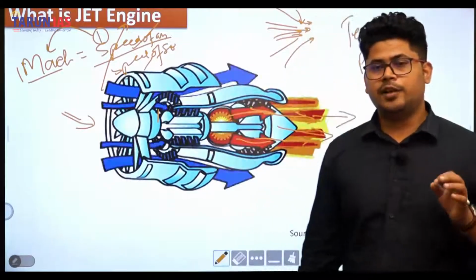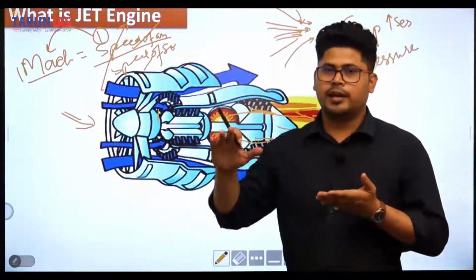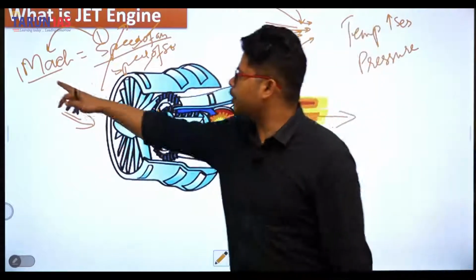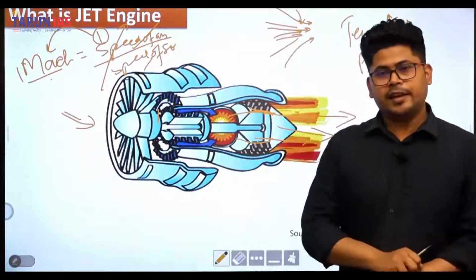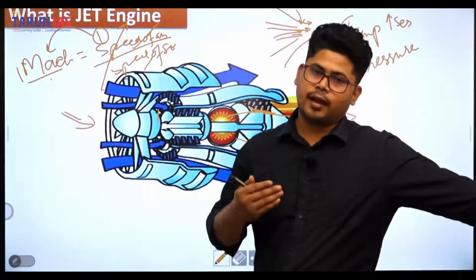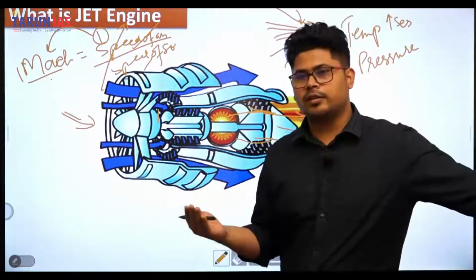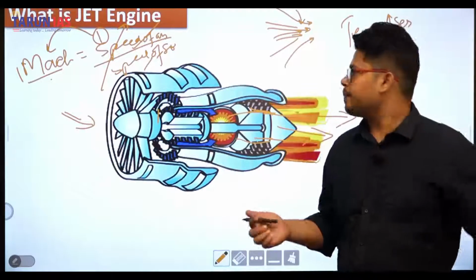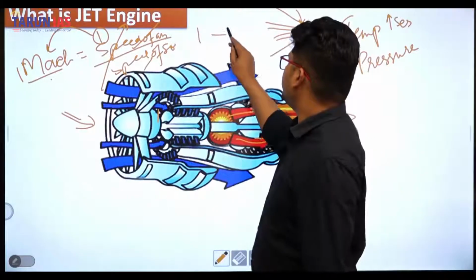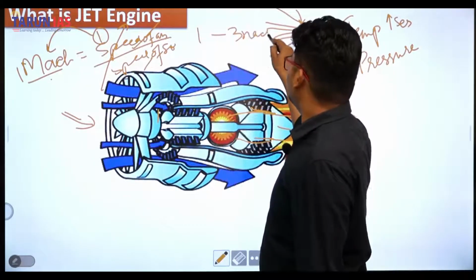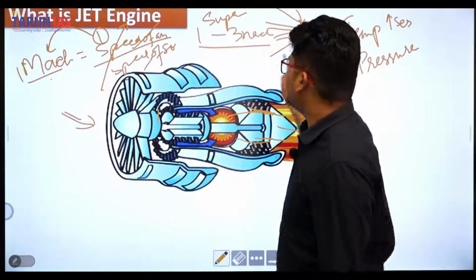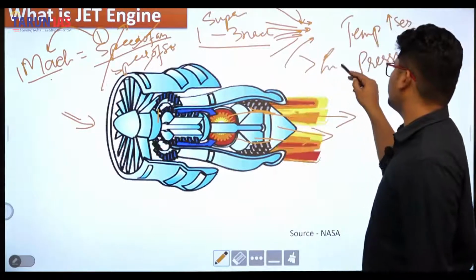If anything is moving at the speed of sound, it is moving at sonic speed, and the Mach value will be 1. If anything is moving at more than 1 Mach, it is called either supersonic or hypersonic. When objects move from 1 to 3 Mach, it is called supersonic, and greater than 3 it is called hypersonic.